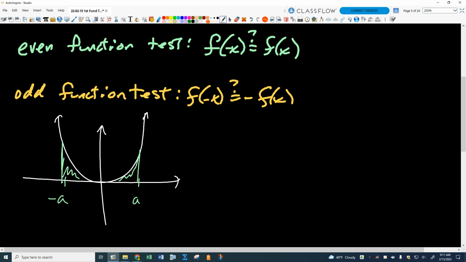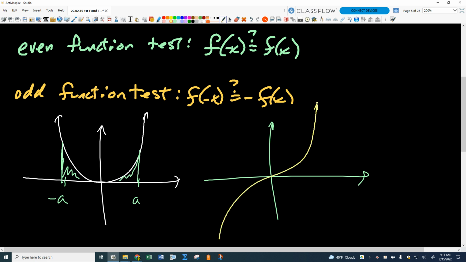Okay, what about odd functions? You can already probably see what's going to happen here. With odd functions, they have symmetry, look at x cubed, about the origin, right? And so if we go from negative a up to positive a, well, what's happening there?